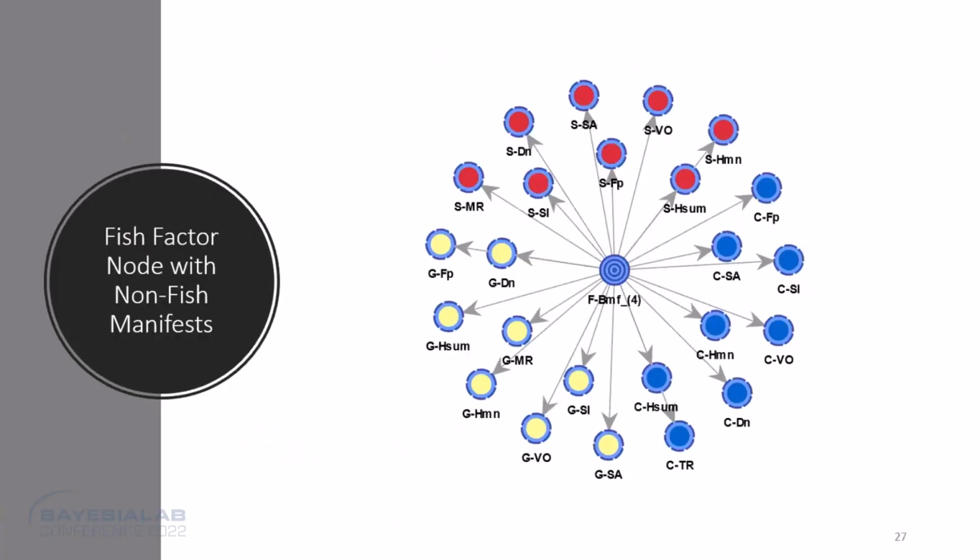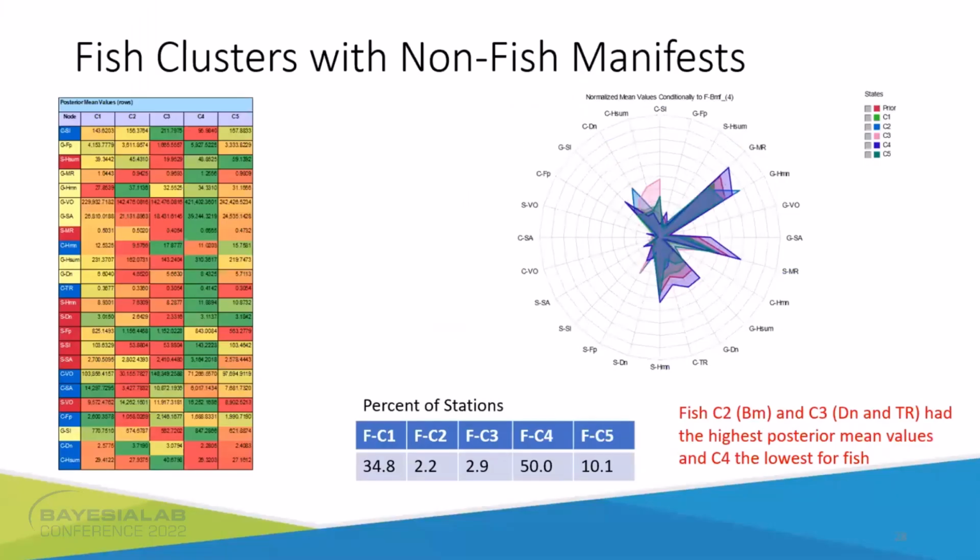And finally, we connected our fish factor node to all of the other variables that weren't used to construct it, all the different habitat-related variables for gorgonians, sponges, and corals here. And this one was a lot more complex to interpret. Fish C2 is the one with high biomass, and fish cluster 3 has the high density and taxa richness. And those two tended to have the higher coral posterior mean values, but there's a lot of other aspects that have to be interpreted with connecting all these different variables.